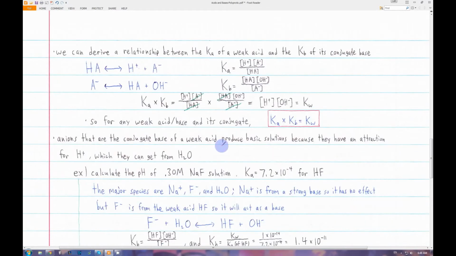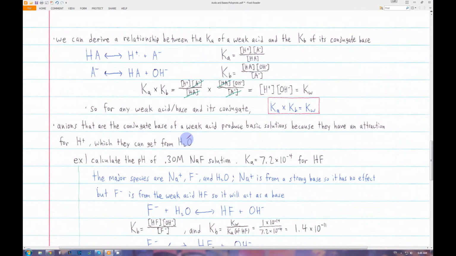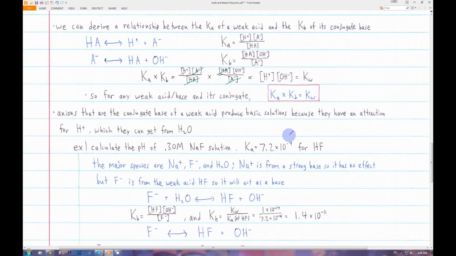The next case is ions that are the conjugate base of a weak acid. For example, F- from hydrofluoric acid. Hydrofluoric acid is a weak acid, so its conjugate base, F-, is relatively strong, stronger than water, as opposed to strong acids, which produce very weak conjugate bases. So conjugate bases will produce basic solutions because they have that attraction for the H+ proton, and so they can steal this proton from the water.